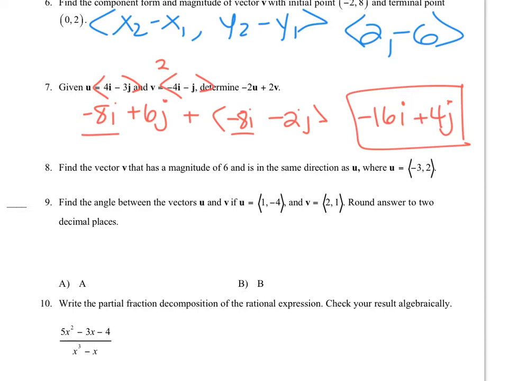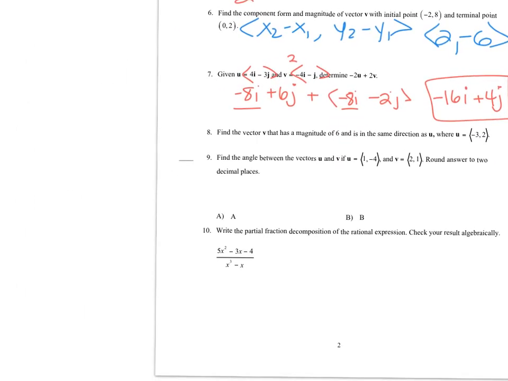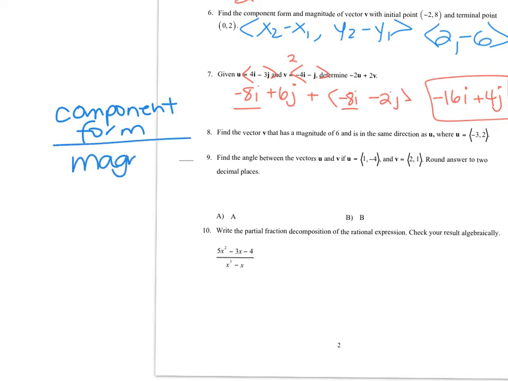All right, number 8 says find the vector v that has a magnitude of 6 in the same direction of u, where u is negative 3, 2. So this is finding a vector in the same direction. You would do the component form over the magnitude. What's different this time is it says this new one also has a magnitude of 6. So once I get this, which would be in brackets, I have to multiply by 6. So 6 is my scalar here.